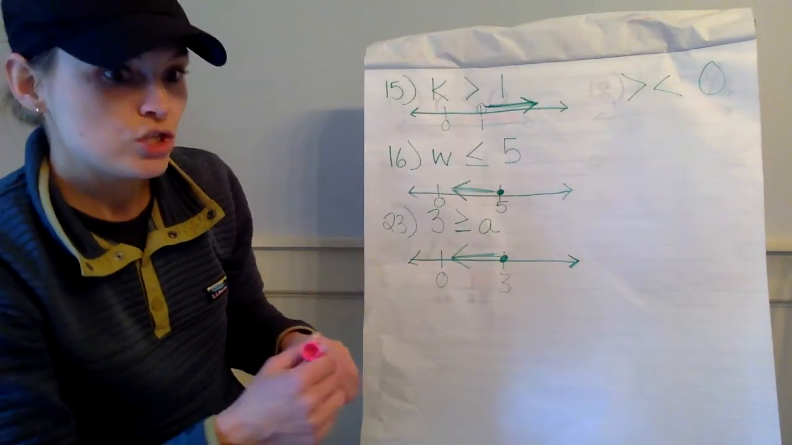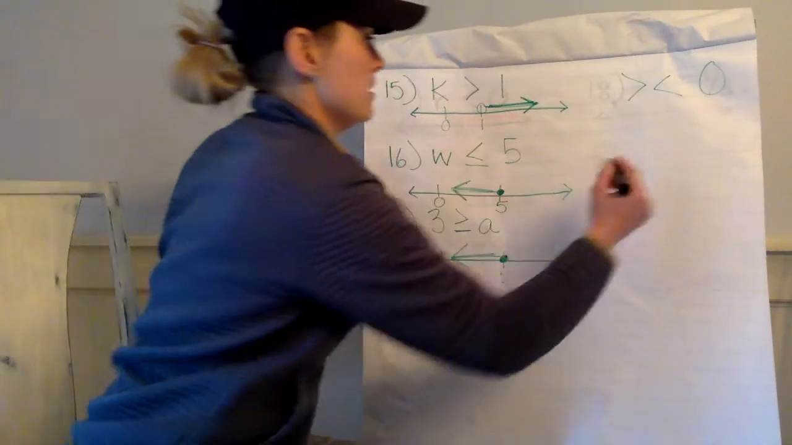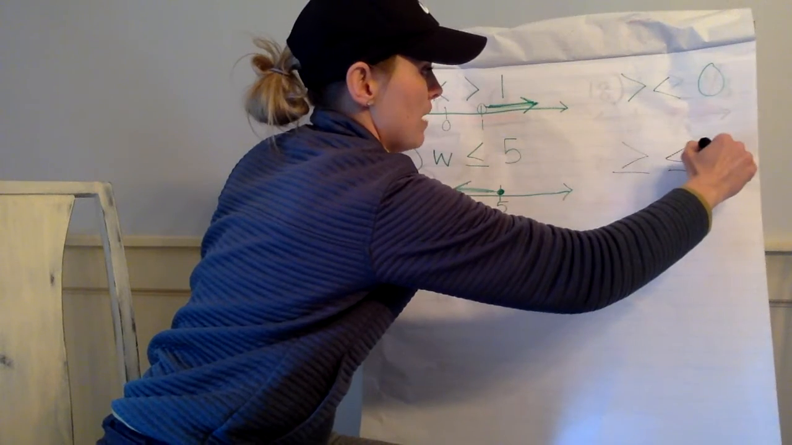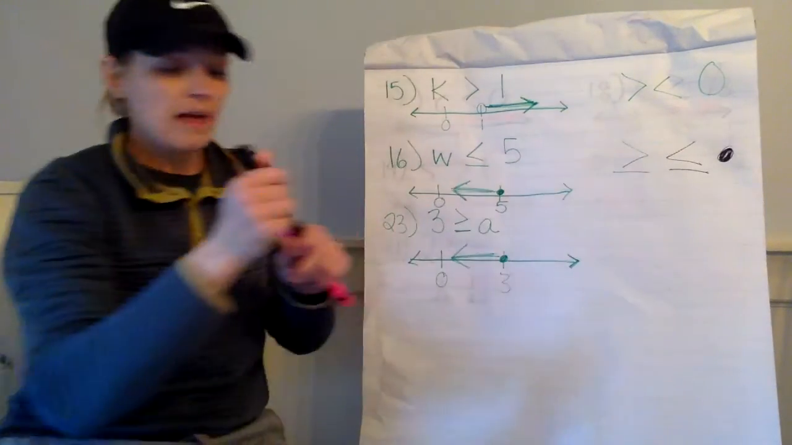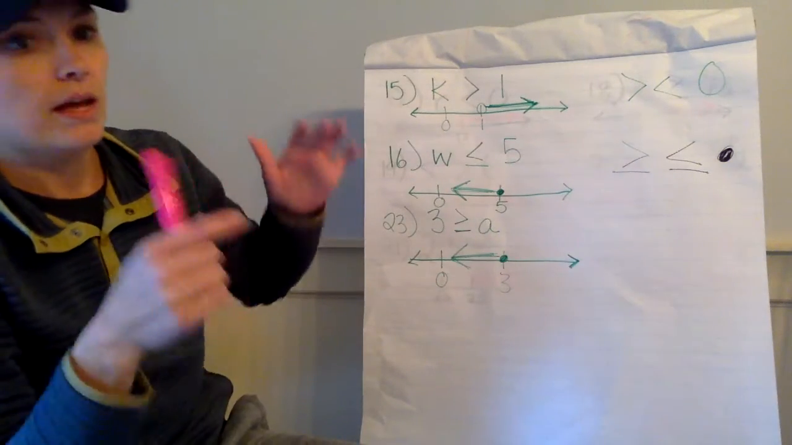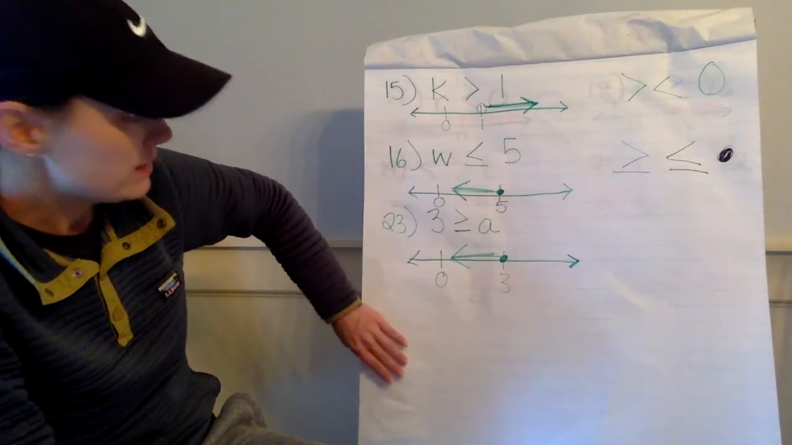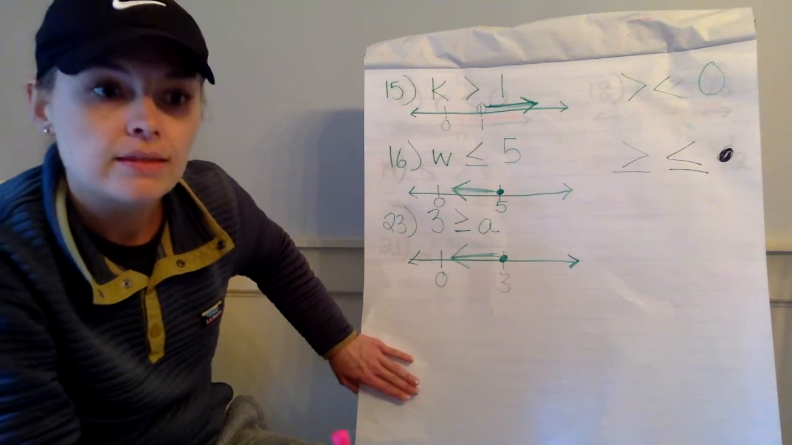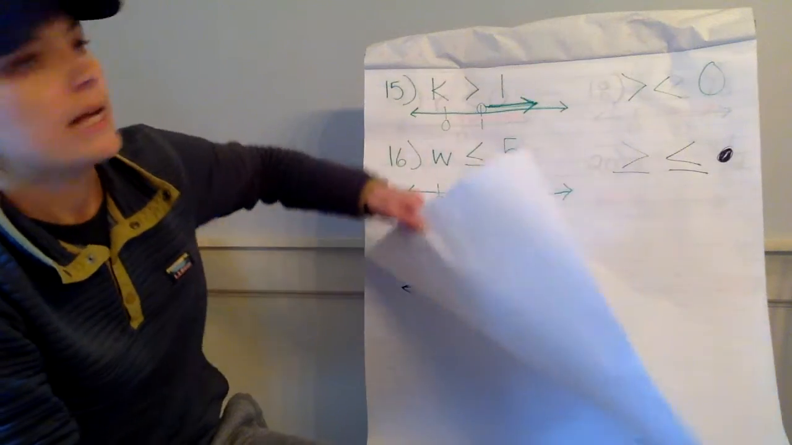And then we also mentioned how if you had one of the greater than or equal to or less than or equal to, then that's when you have that closed dot, meaning that that particular value could be a solution in that inequality. So let's take a look at correcting your graphs, and then we'll talk more in depth about those word problems at the end.